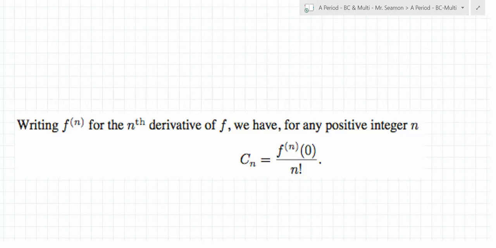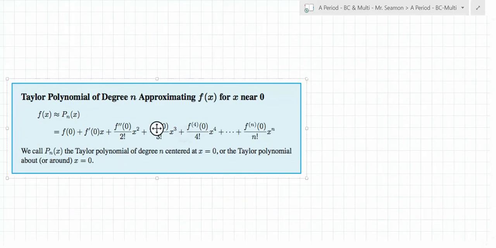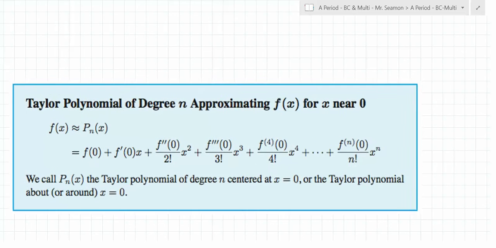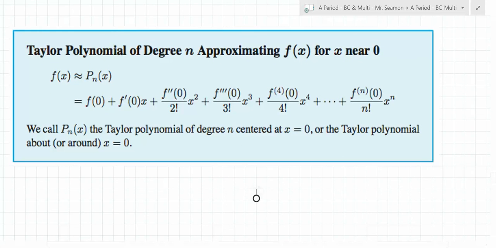Over n factorial at 0. So what does this mean? It means we can now state this right here: the Taylor polynomial of degree n approximating f of x for x near 0. This is a really good approximation for the function f of x when you're around 0. You can go as far as you want. The farther you go, the accuracy improves. But the key thing is, what is this around? This function can travel anywhere, right? This is only the approximation around what value? 0.